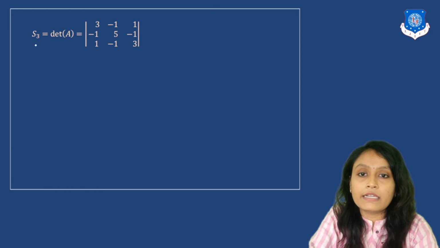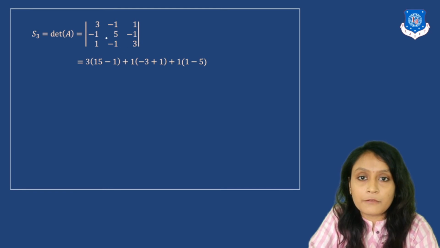Now we will find S3, that is the determinant of matrix A. Matrix A is given, so we will find its determinant. First we keep 3 as it is, into 15 minus 1. Then here we have minus, and this minus minus will become plus. So plus 1 into minus 3 plus 1, plus 1 into 1 minus 5. Simplify this, so you will get the answer of S3 as 36.